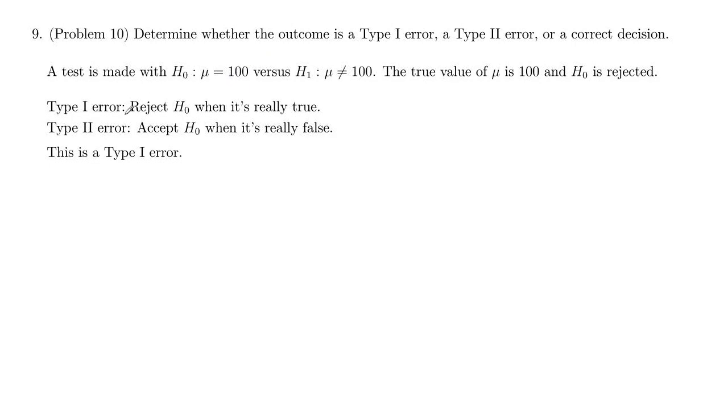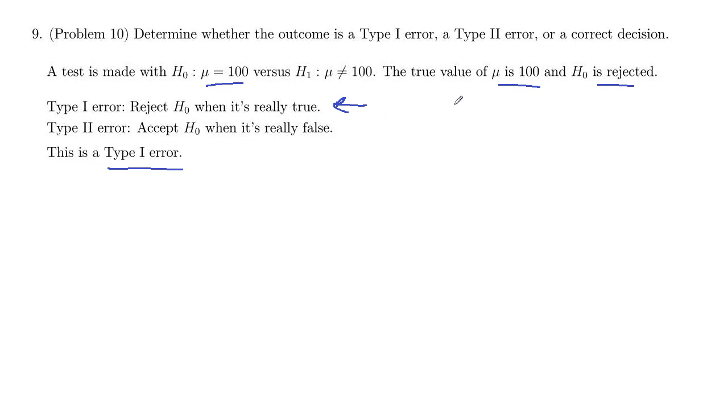Well, a type 1 error is when we reject the null when it's really true, and a type 2 error is when we accept the null when it's really false. Well, here the null was true. Okay, true value is 100. That's what the null says, so the null is true, but we rejected the null. That's this case. We rejected a true null hypothesis. That is a type 1 error.